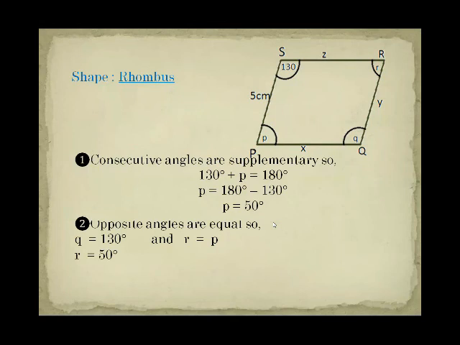The next point is opposite angles are equal. It means that the angle opposite to the 130 degrees is Q.